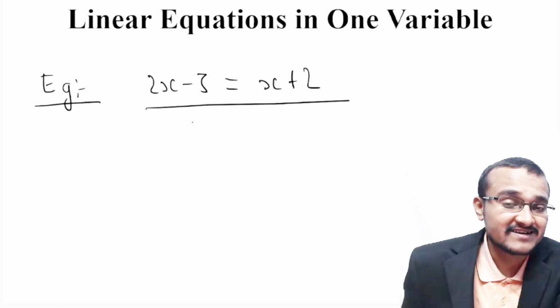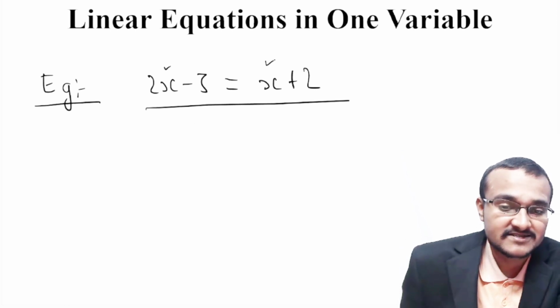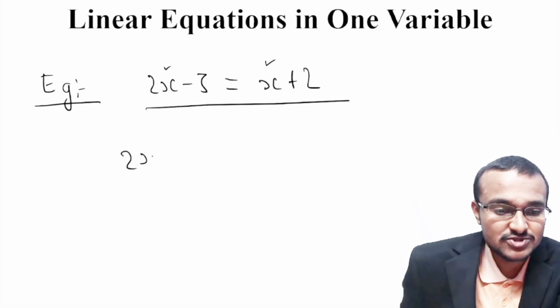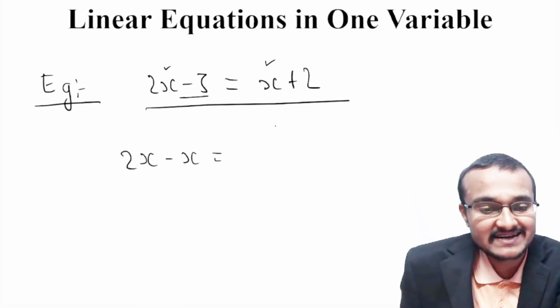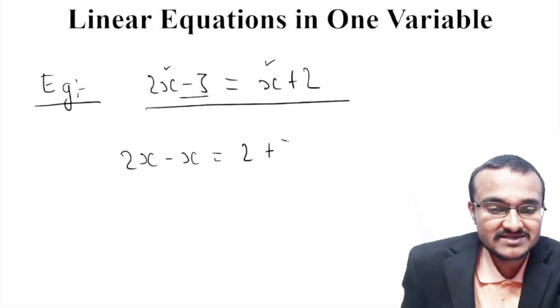Now you should find the value of this particular x. So now you can take this x to left hand side. So it becomes 2x minus x. So this minus 3 you can take to right hand side. So that will become 2 plus 3.